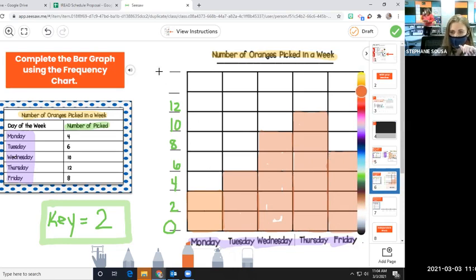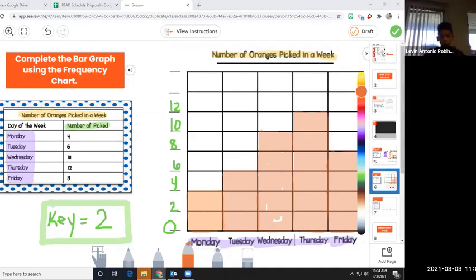All right. So now we've completed that bar graph using that frequency chart. Yes, Levin. Kind of like American Ninja Warrior. You're going up the stairs and you gotta make a 5 feet drop. It does look like that. Yep. Terrence. So, like, there was 8 picked on Friday. There was 8 picked. Mm-hmm.